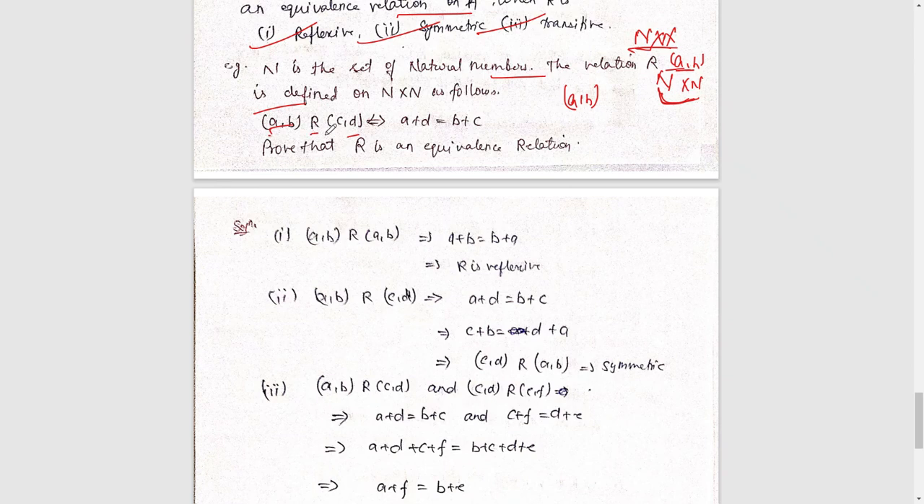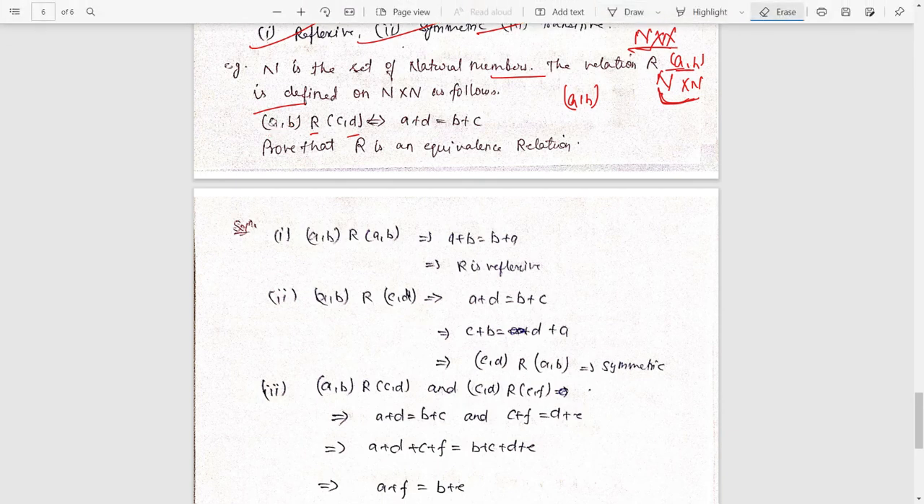So (a, b) is related to (c, d) only when a plus d is equal to b plus c. Keep attention here: (a, b) is related to (c, d) only when a plus d, where a is the first element of the ordered pair, and d the second element of the other, equals b plus c, the second and first. So first-last, and then last-first. Okay, so this particular thing is there. Prove that R is an equivalence relation.